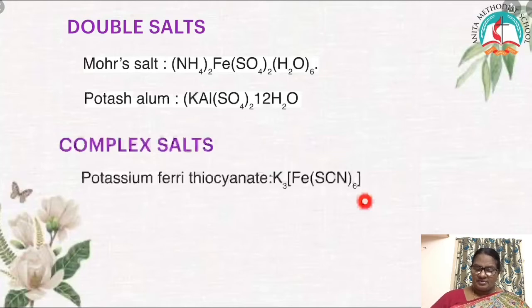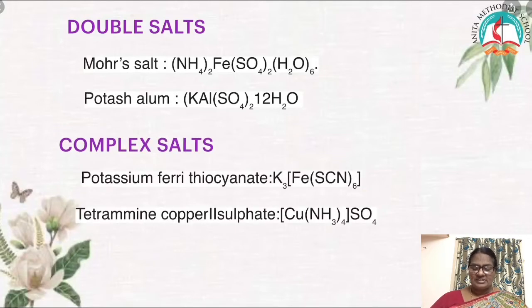So this example is potassium ferrithiocyanate. Another example, tetraammine copper(II) sulfate. So this one which is inside the square bracket, the copper and the ammine together will never ionize separately. Sulfate is a simple ion which will come out. So the one which is inside the square bracket answers as a single entity and it is called a complex ion. So even if one complex ion is present, it is a complex salt.